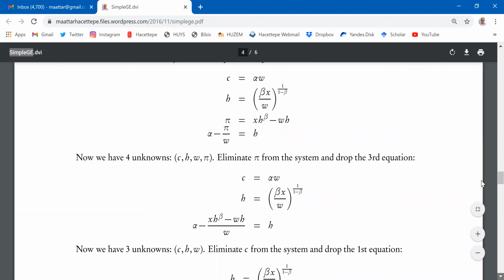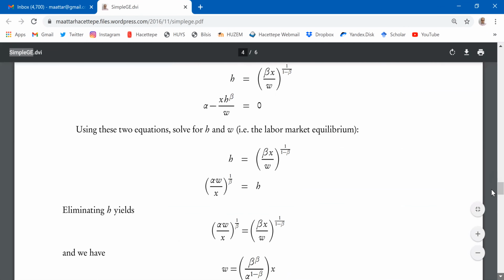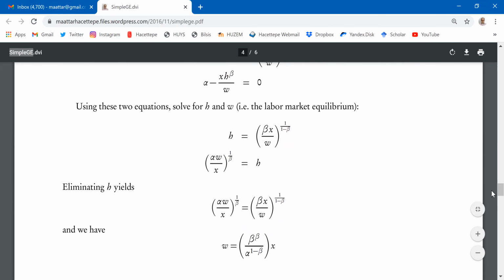All right, something is wrong. Yep. So if I eliminate C, I'm going to have these two equations. Now my unknowns are H and W. Basically, I eliminate everything from the system and focus on the labor market, right? This is the labor market. Demand and supply.